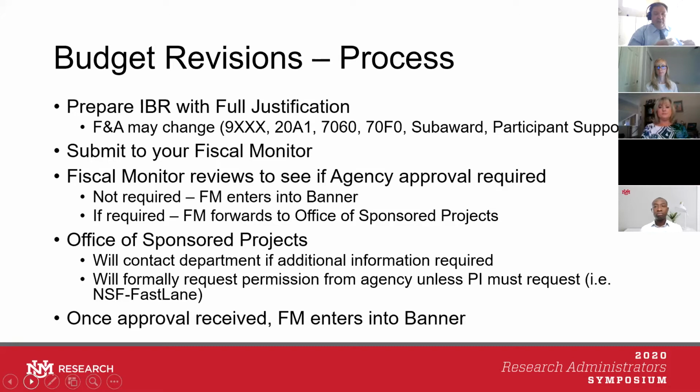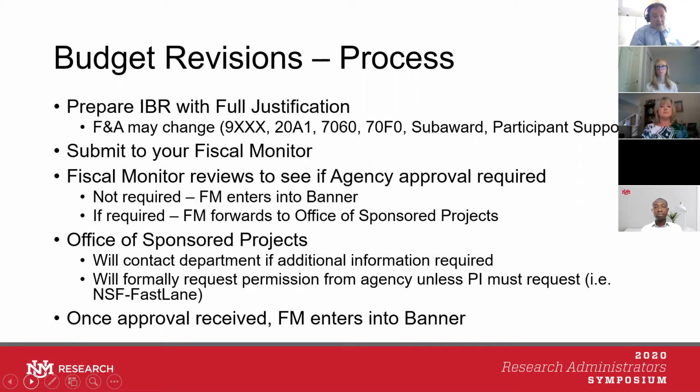So if you make changes to that, it's going to change the F&A. For example, if you increase those account codes, you're going to be decreasing F&A. If you decrease those account codes, you're going to be increasing F&A. So just remember that when you're preparing the IBR. Once you prepare the IBR, it's forwarded on to the fiscal monitor. Fiscal monitor looks at it, determines if prior approval is needed or not. If it's not, then he or she would then enter it into the system and it'd be done.